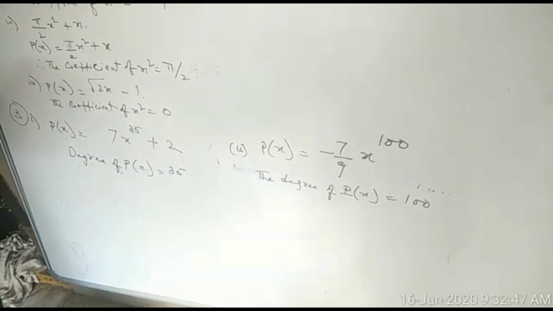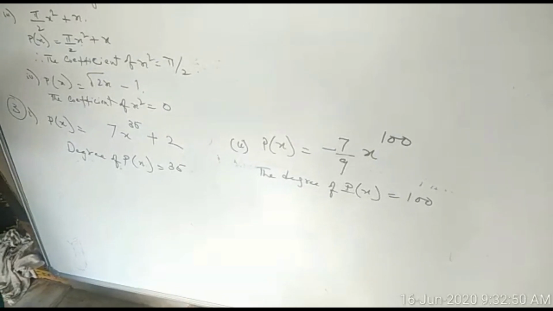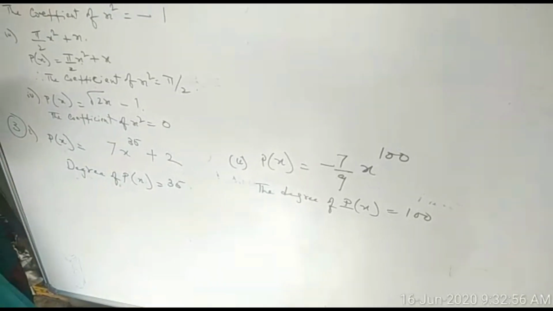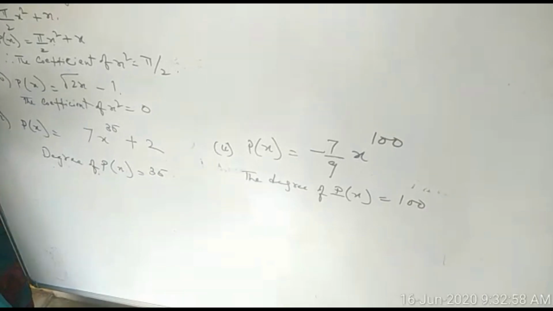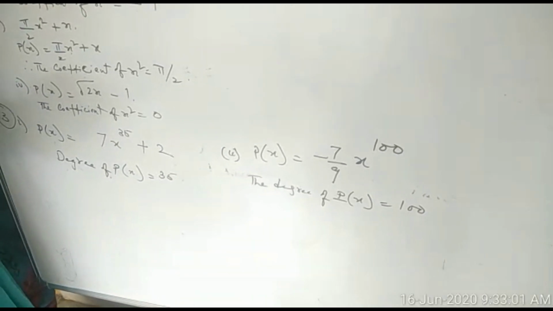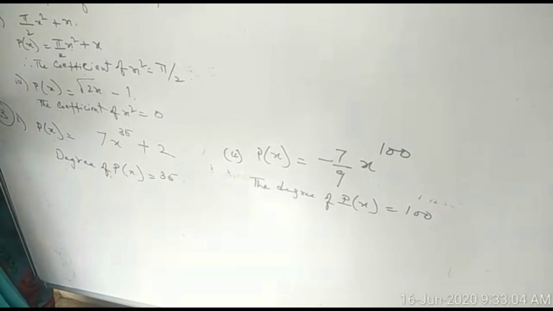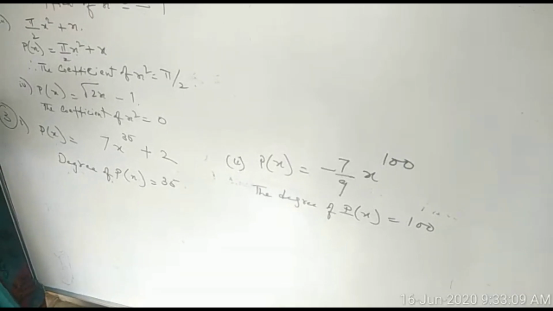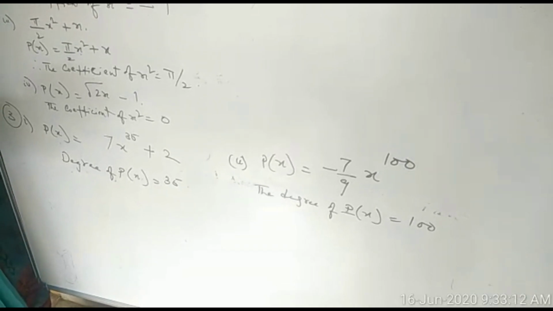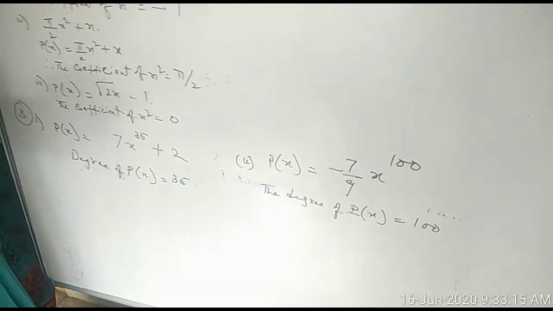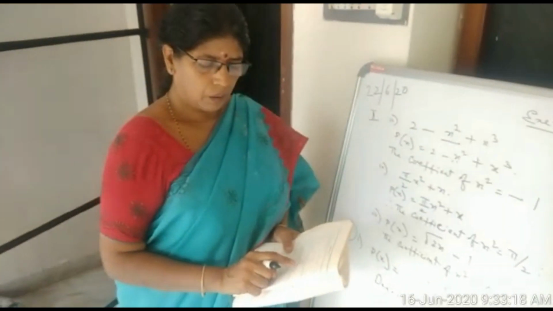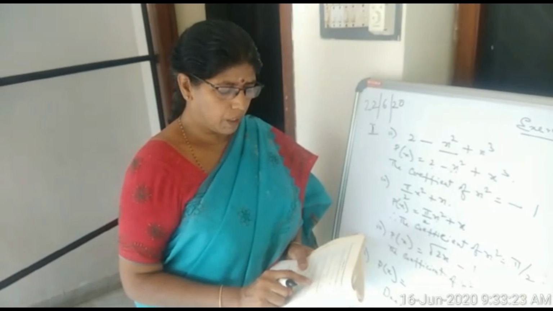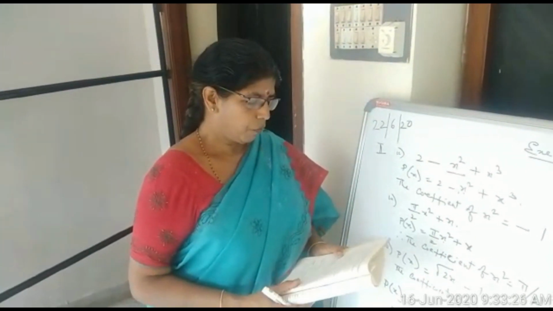Second one, the polynomial is in y. So the degree of P of y, the highest power is what? 2. So the degree of P of y is equal to 2. Third one, the variable here is t. And the highest power of t is 1. The degree of P of t is equal to 1. Fourth bit, children, 3. You know what is 3? A constant polynomial. Do you remember the degree of the constant polynomial? The degree of the constant polynomial is 0.